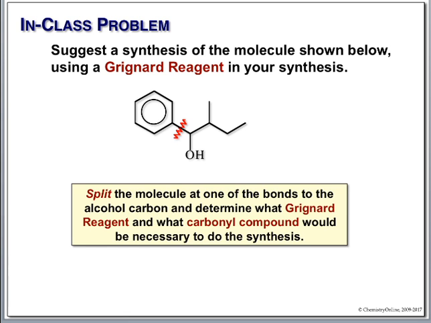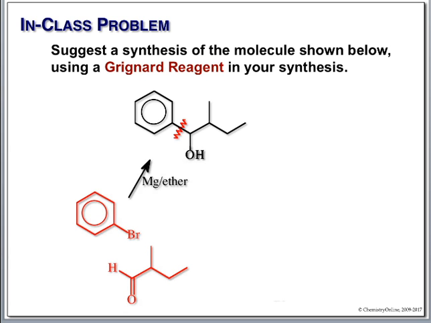How about the carbonyl half? Well, it's this whole chunk of molecule, except this was a carbonyl. So we could write it like this. Bromobenzene, in the presence of magnesium and ether, makes phenyl magnesium bromide. This carbon used to be a carbonyl, got a hydrogen on it, it's an aldehyde. Mix these two together, and we make that.